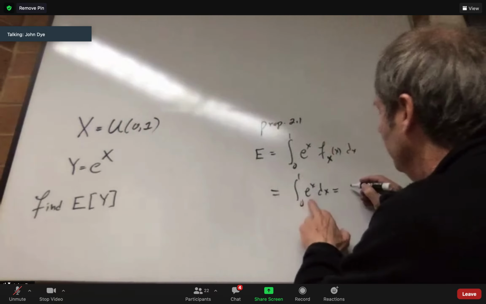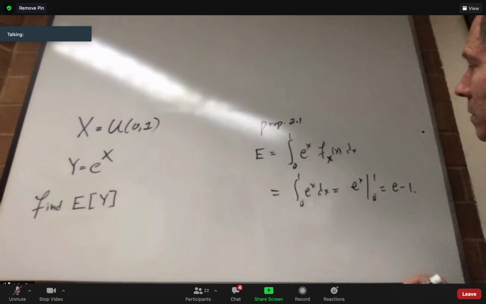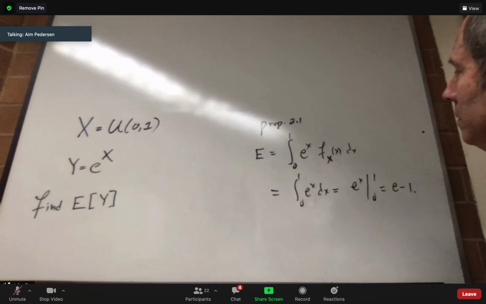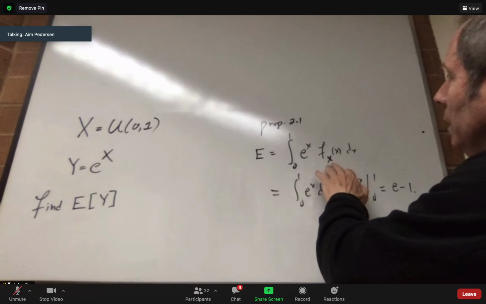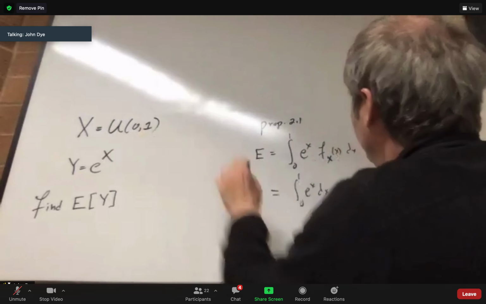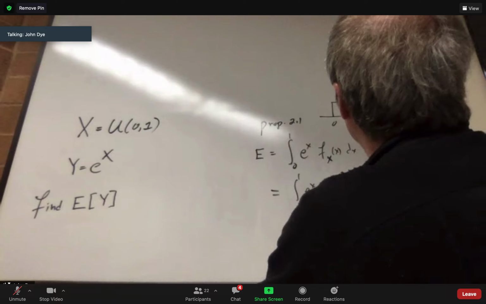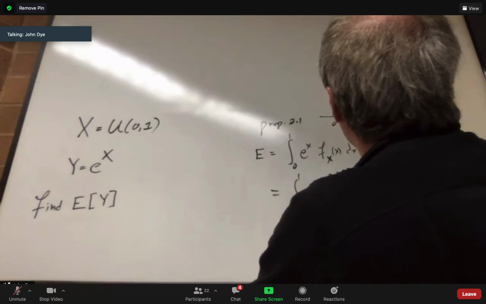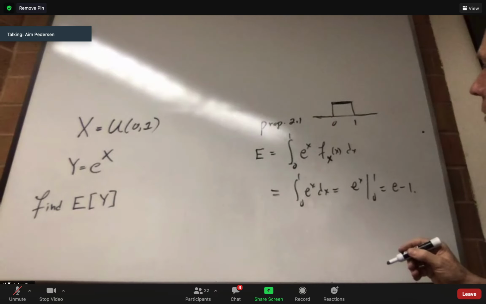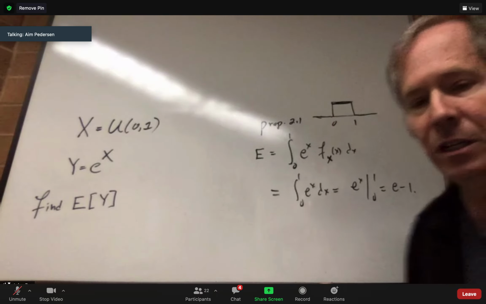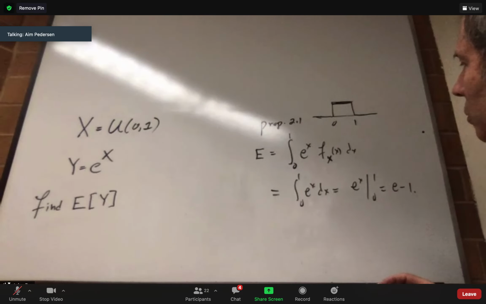Where I'm losing you, Professor, is the density function. Is the density function the uniform distribution? Yes. So it's just a pop-up, 0 to 1. So it's 1 there and 0 off. Yes, the function for the uniform is f of x equals 1, just from 0 to 1. The density function is just 1.